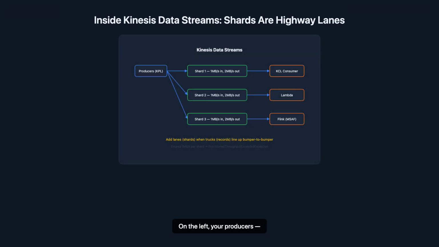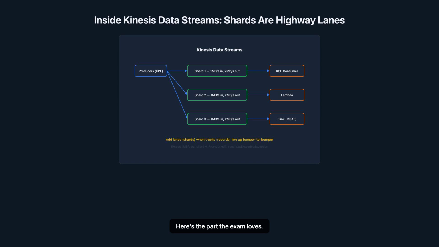On the left, your producers, typically using the Kinesis producer library, push records into the stream. In the middle, the stream itself is divided into shards. Each shard is a highway lane that handles 1 megabyte per second of writes or 1,000 records per second, whichever you hit first. On the read side, each shard delivers 2 megabytes per second, shared across all classic consumers. And on the right, those consumers can be a KCL application, a Lambda function, or a Flink job running on managed service for Apache Flink.